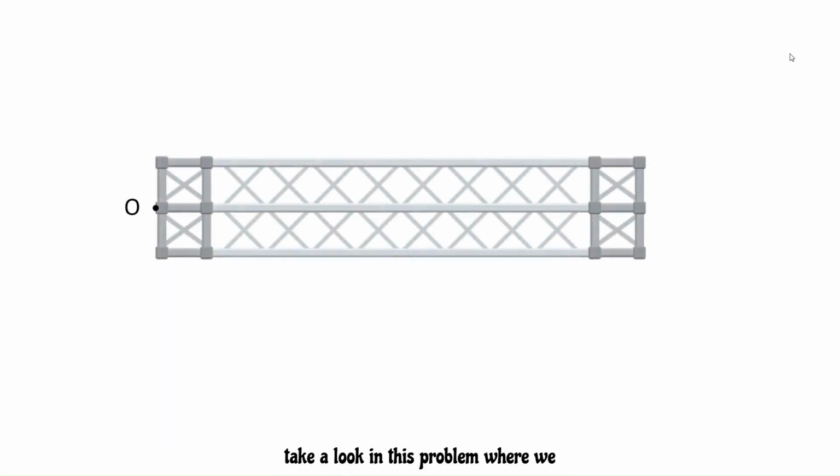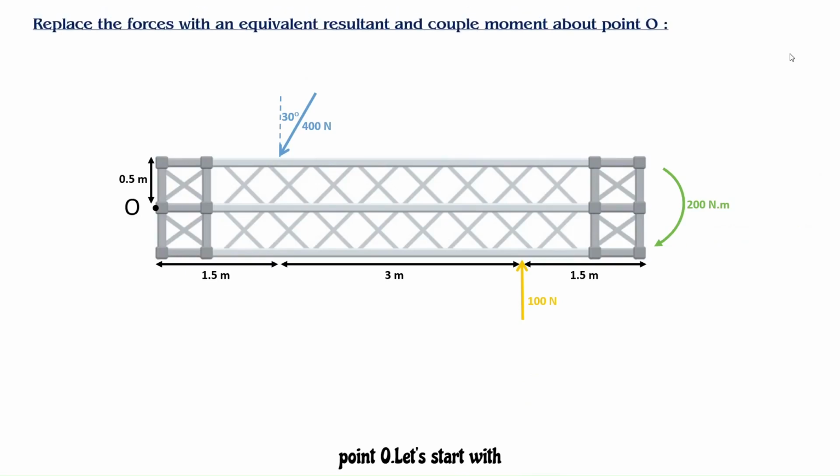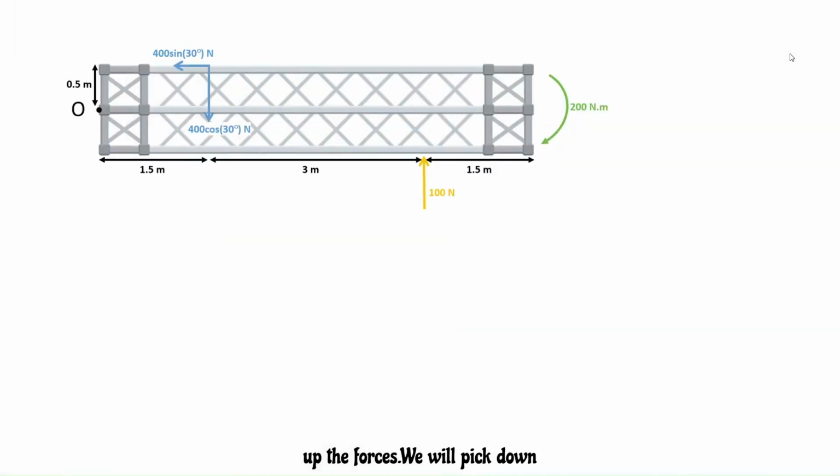Now, let's get to some examples. Let's take a look at this problem, where we need to replace the forces and moments affecting the beam by an equivalent resultant force and a couple moment at point O. Let's start with forces. The 400 Newton force can be broken into its x and y components, so we don't need to break it into separate components. Let's add up the forces.